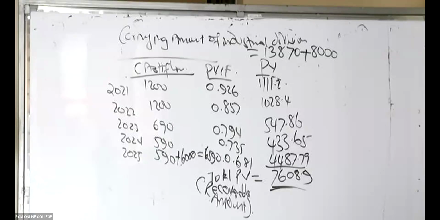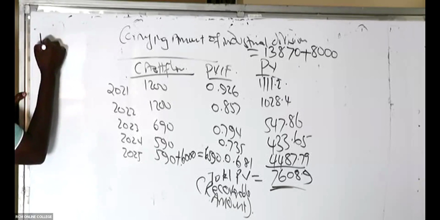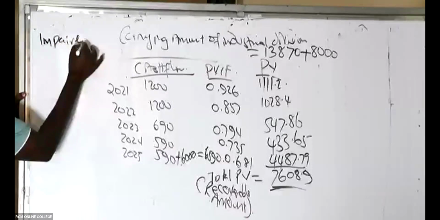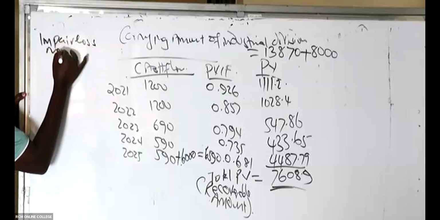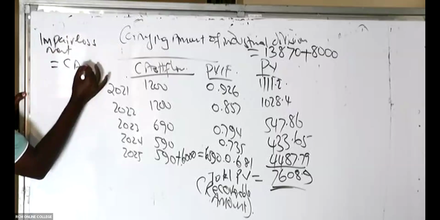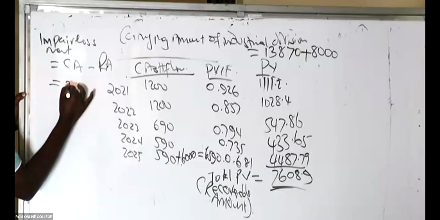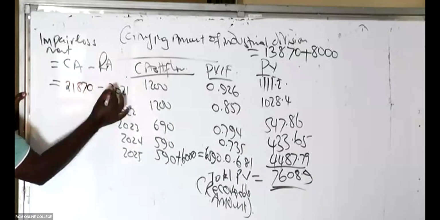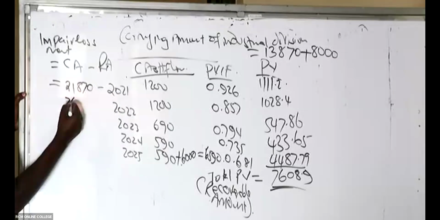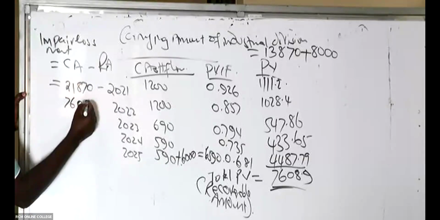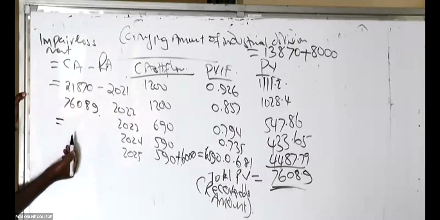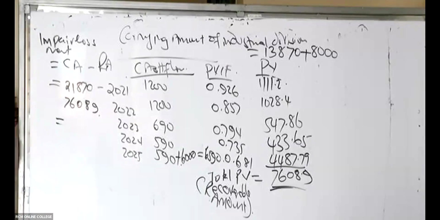So, ladies and gentlemen, are you able to calculate the impairment loss for the industrial division? Go ahead and calculate the impairment loss, industrial. Impairment loss equals CAR minus RA. CAR is 21,870 minus RA, which is 76,089. Is there somebody who is able to give us this figure?